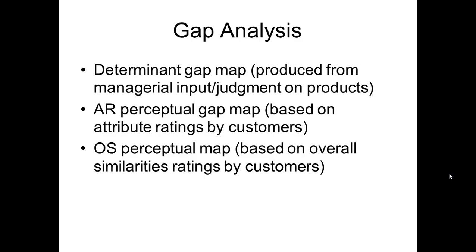We're going to see this in a different chart, produced from input from the manager and a judgment on the product. There's two abbreviations you're going to see in this chapter. AR stands for attribute ratings by customers, and OS, perceptual map, which is the overall similarity. So we're going to see attributes charted and plotted. We're going to see similarities charted and plotted. So we're going to see that pretty much for the rest of this chapter.